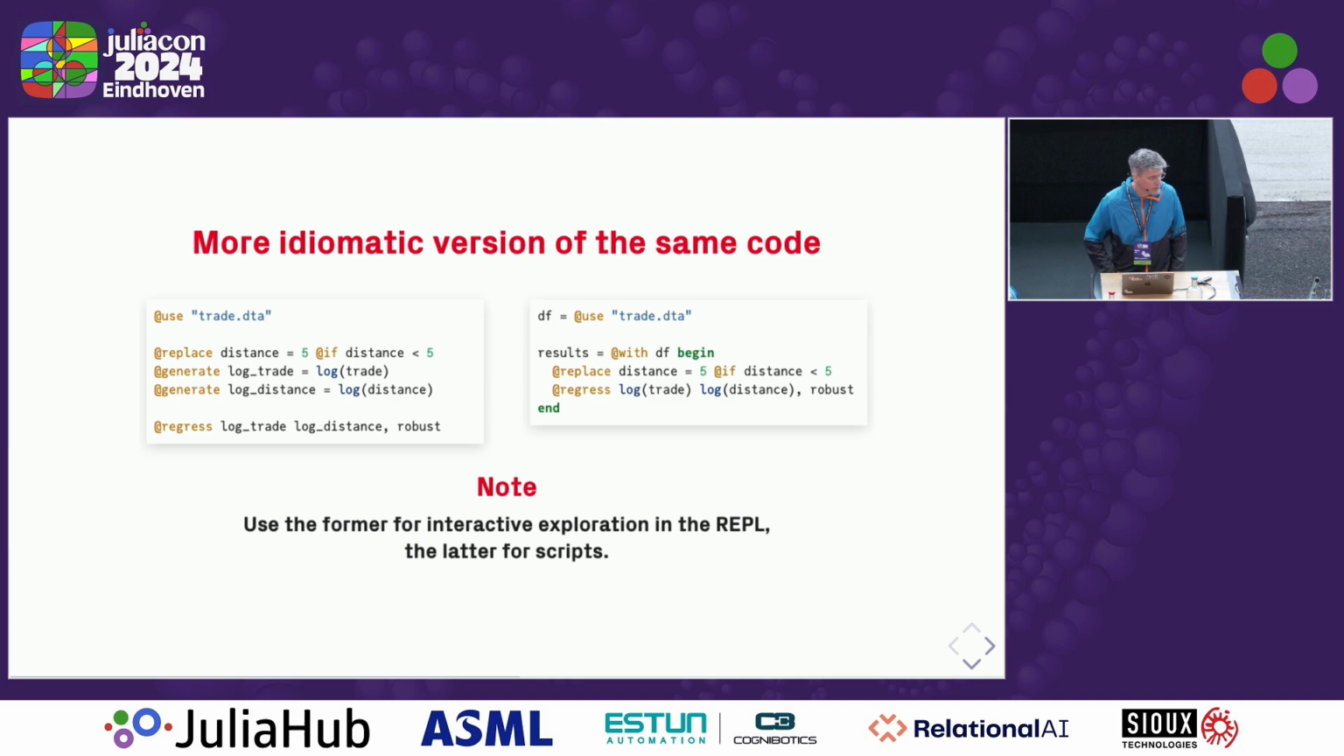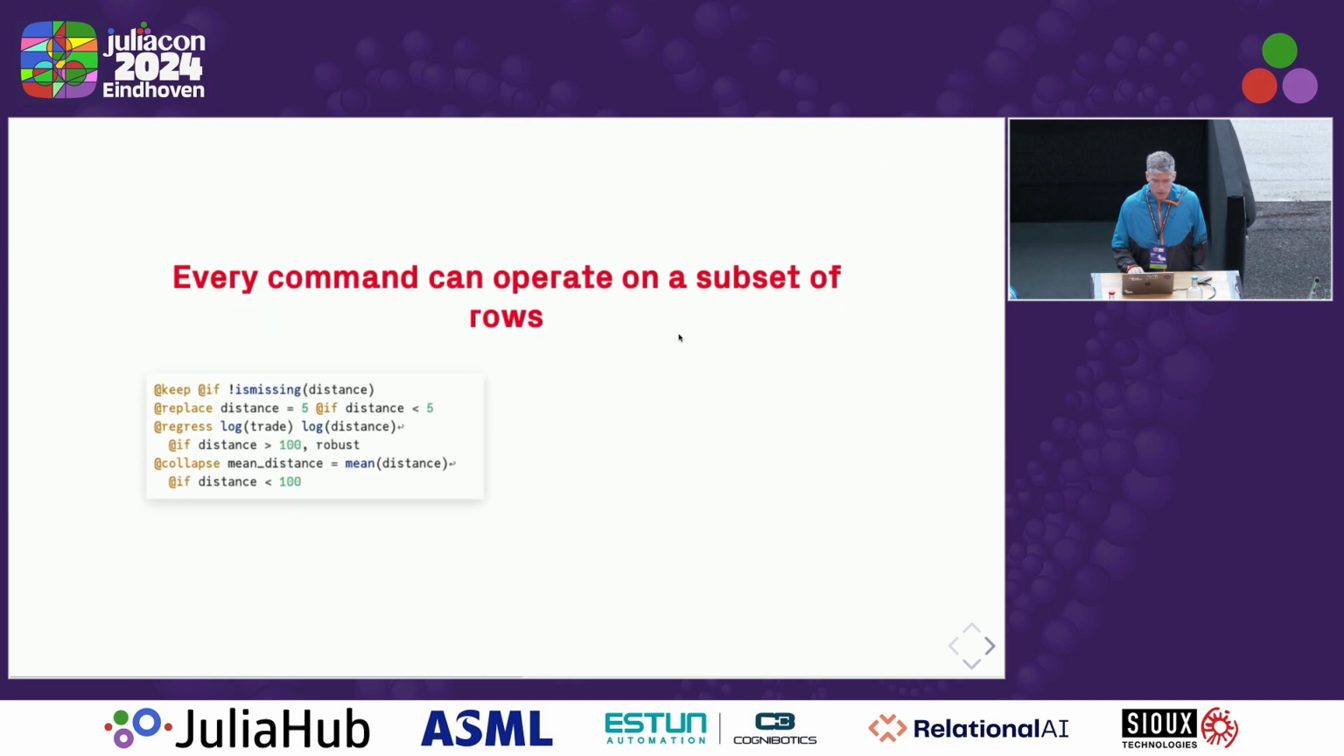So what are some of the features that are a given for Stata users but might look strange to this audience? My favorite is what I already mentioned, this if clause. Every single command can operate on a subset of rows in the data frame. So here, let's keep the rows in the data frame for which distance is not missing. Or we've already seen this: let's replace distance whenever it's less than 5. But regression or data aggregation can all use this if clause.